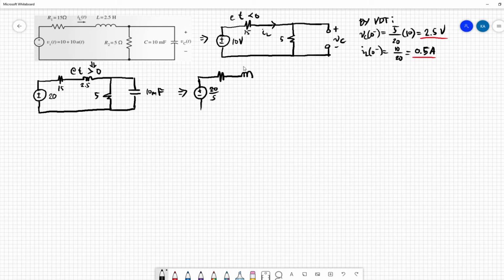We have 2.5s in series with a voltage source with a value of 2.5 times the initial value of IL. We have 1.25.